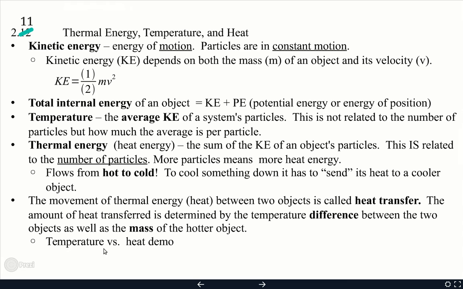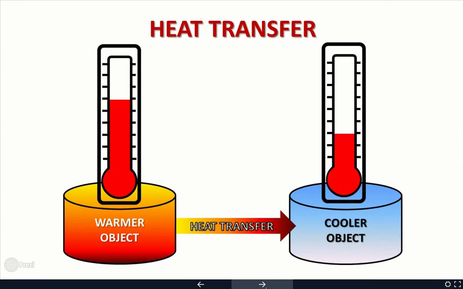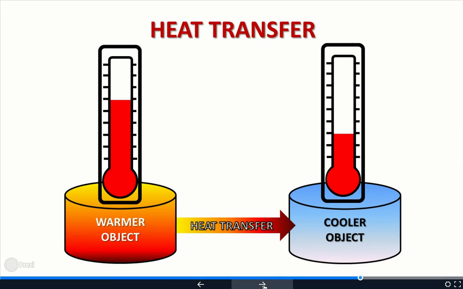So we're going to do this demo, temperature versus heat, when we're together. Here's another reminder. The warmer object will send its heat, or transfer its heat, to the cooler object. So see how the warmer object's temperature is higher than the cooler object? It'll keep doing that until they both have the same temperature. And then you'll see no real heat transfer at that point.